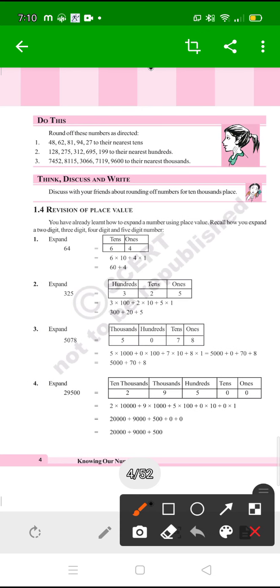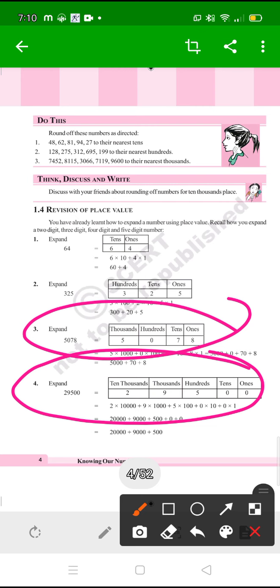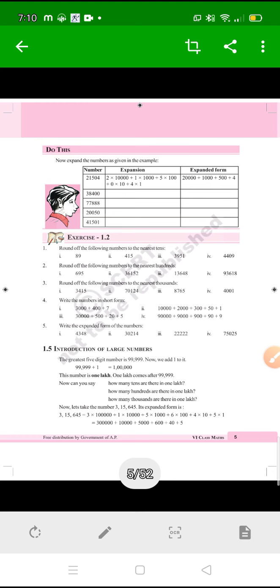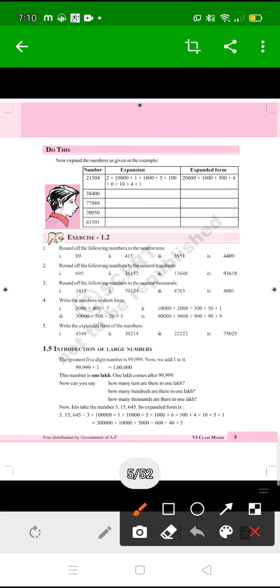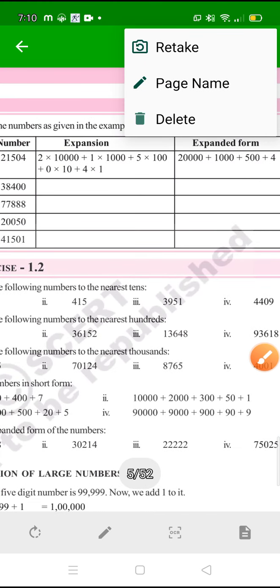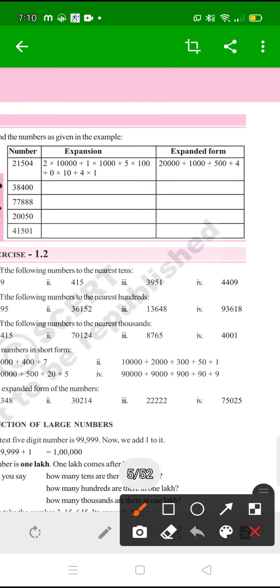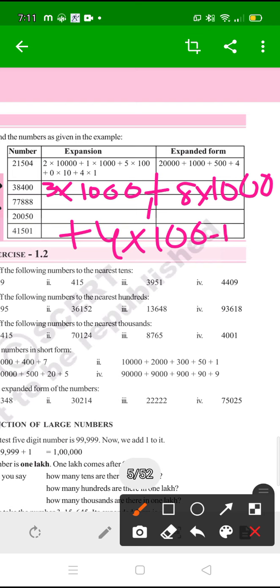Same way, here thousands and ten thousands. Next, move to expand all these numbers. Do these exercises. How do you expand this one? 38,400, how do you write? 3 into 10,000 plus 8 into 1000 plus 4 into 100 plus 0 plus 0. Expand in this way.